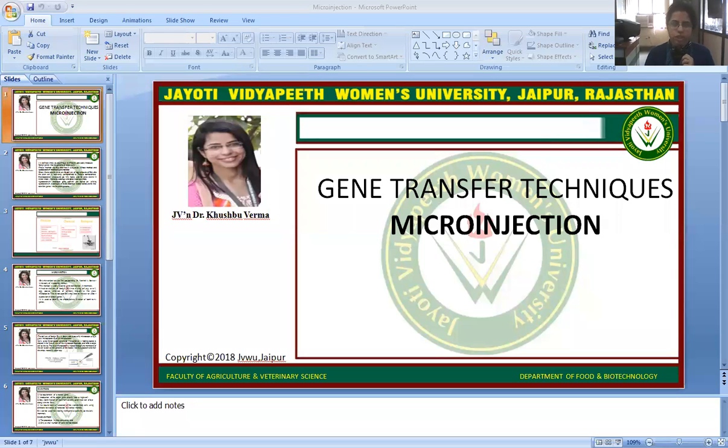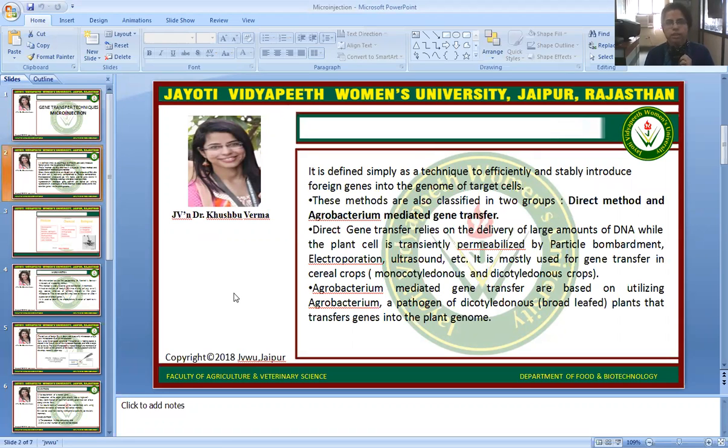Today we will discuss gene transfer techniques, which is microinjection, and this session is related to the recombinant DNA technology course of B.Tech FBT and B.Sc BT 6th trimester. It is defined simply as a technique to efficiently and stably introduce foreign genes into the genome of target cells.